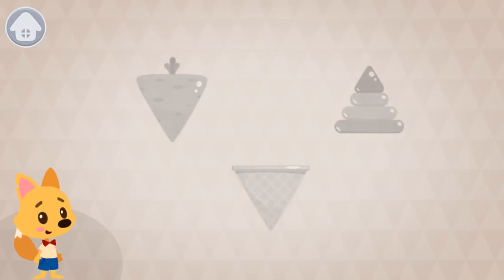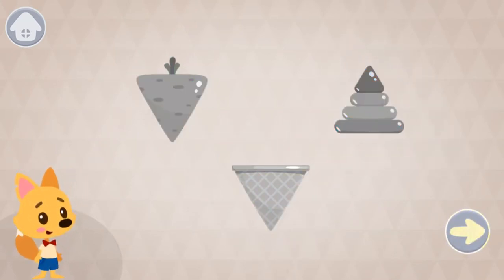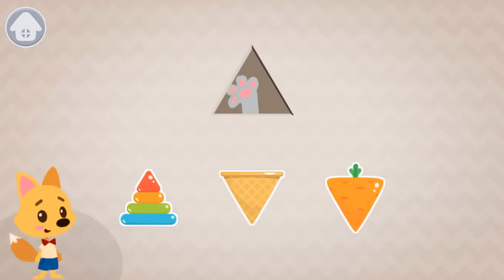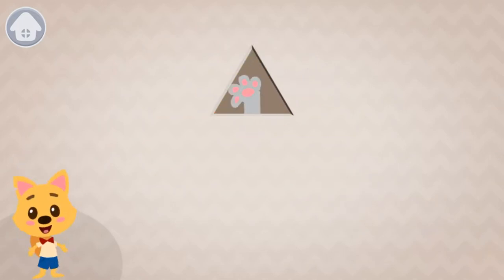These items are triangular. Tap on all the triangular items. Carrot. Waffle. Pyramid. Drag all of the triangular items into the triangular window above. Keep it up.